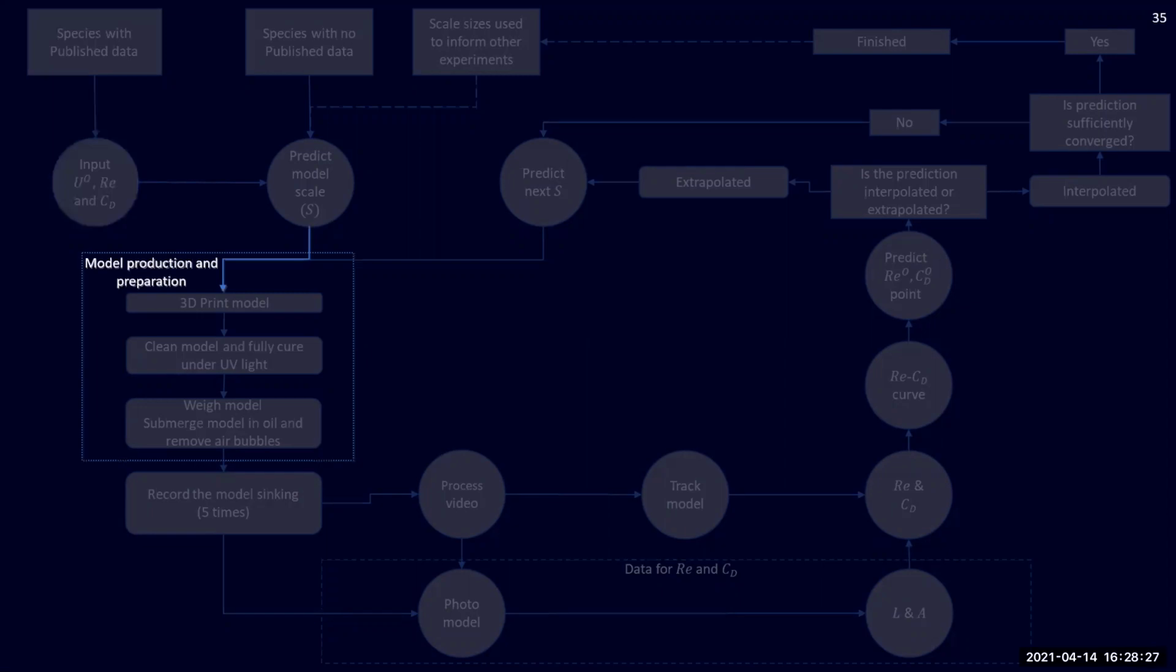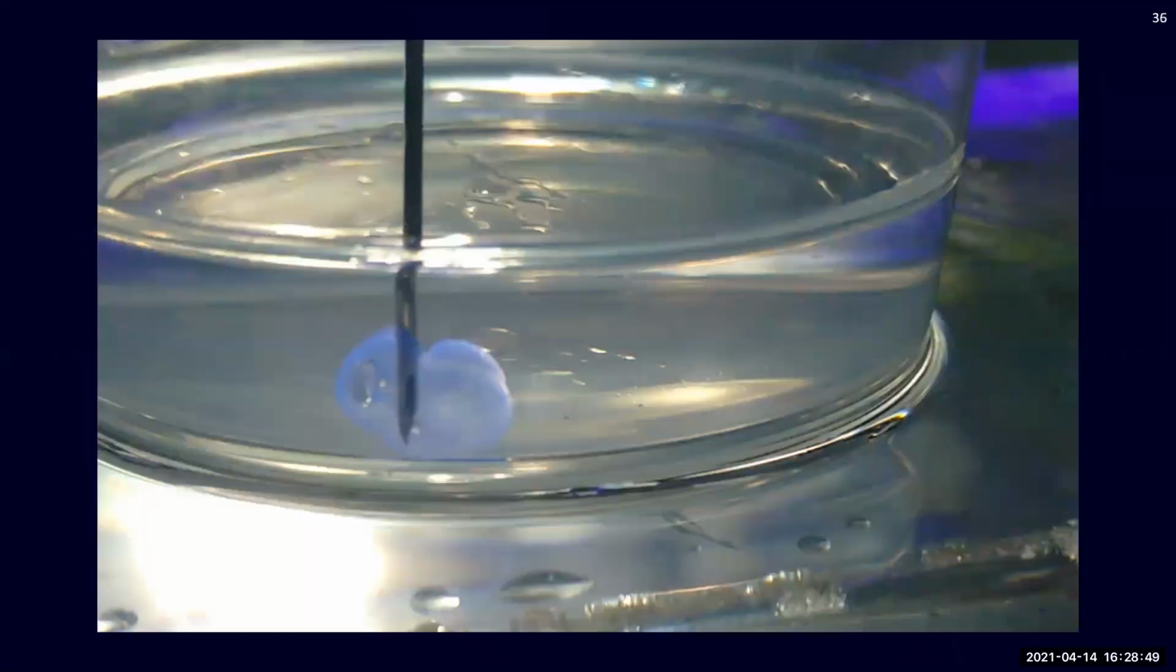Then we move on to actually 3D printing a model at that size. And the model needs to be fully cleaned and cured under UV light. And then we need to make sure that we have an accurate measure of the volume of that model, and then submerge that model into oil and remove any air bubbles from the inside. So here is a 3D printed model foram. Here's a needle from a syringe, and you can possibly make out a small air bubble here that I'm attempting to remove.